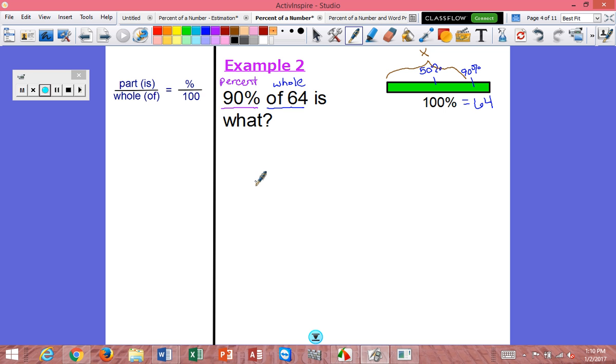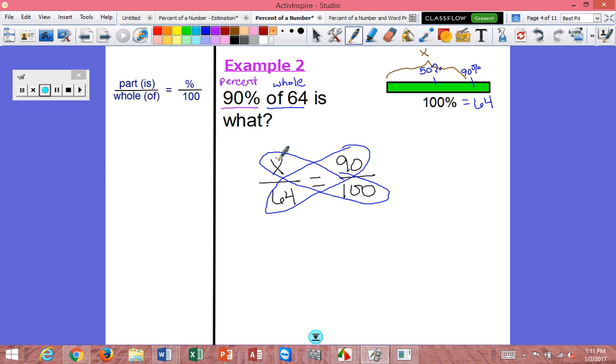Now I'm going to set up the proportion. We don't have a part, so I put x in its place. The whole is 64. And then I put the percent, which is 90, over 100. And now I'm going to cross multiply. X times 100, that's just 100x. And I want you to go ahead and pause and work out 64 times 90, and I am going to do the same thing.